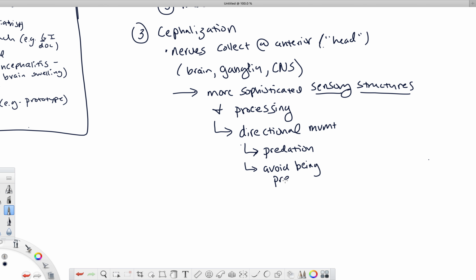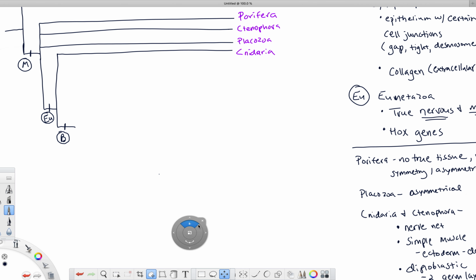because they can swim in a certain direction away and detect, with the sensory structures, their prey and their predators, so they can avoid being caught as well. So those are some advantages of the directional movement and sensory structures, which are all allowed by cephalization. That's our B for bilateria.